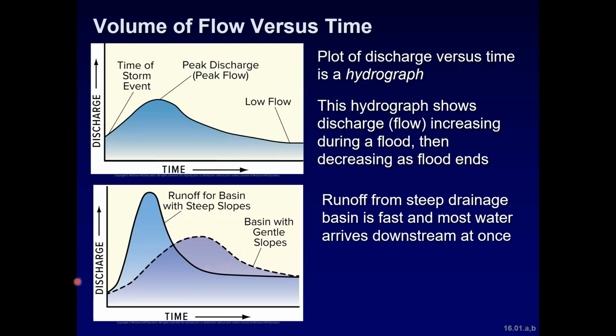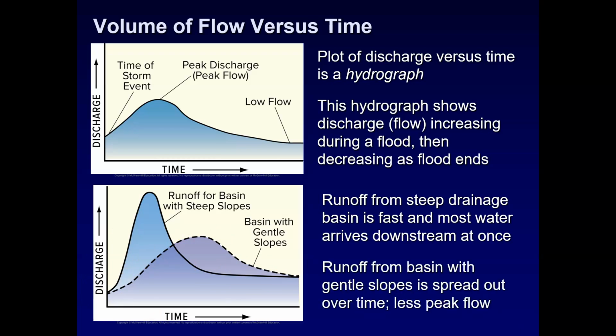And then this one can represent runoff that we'd see in a basin with very steep slopes. You'd get a big peak here that tapers off quickly, it drains quickly, versus a flooding event in a basin with gentle slopes would be more gradual. So we want to understand that in a gentle sloped system, we're going to have our discharge spread out over time, and there'd be less peak flow as opposed to a basin with steep slopes.